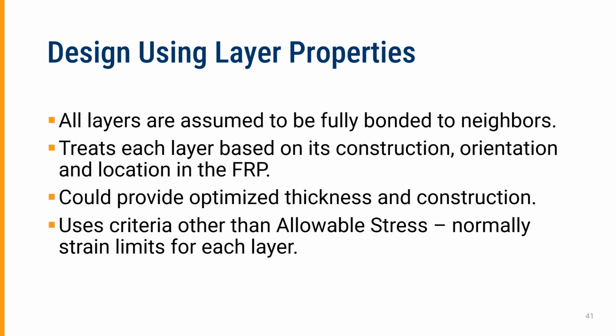If we're going to use layer properties, individual layer properties, we assume that all layers are fully bonded to their neighbors. Each layer is analyzed based on its construction and orientation and location in the FRP. You could provide optimized thickness and construction with this. Literally, we could say, no, let's take that layer out. Let's change that. Let's adjust this. And it uses criteria other than allowable stress. Normally, it works on the strain limit method that I discussed above, using the quadratic solution for each layer.